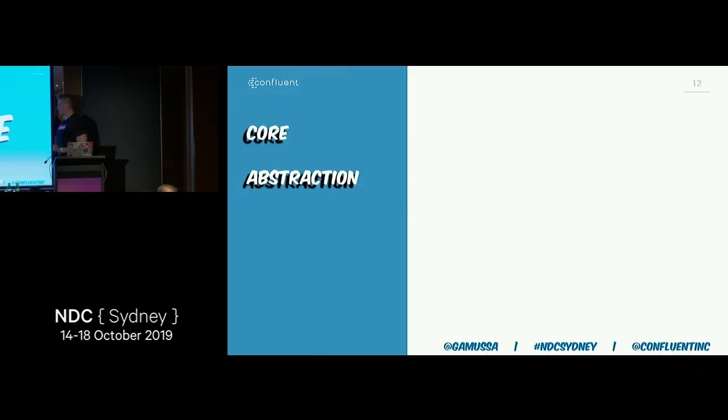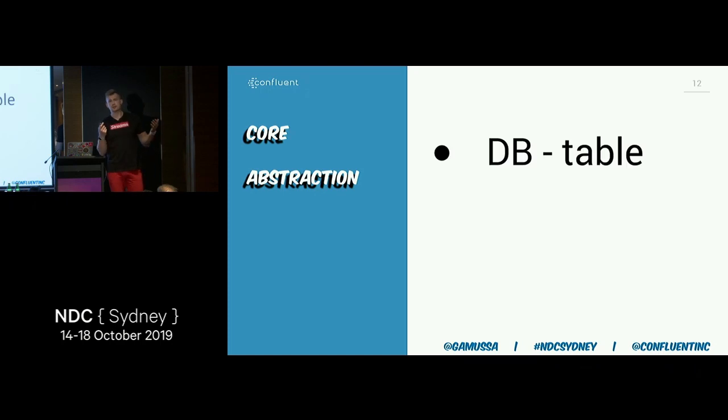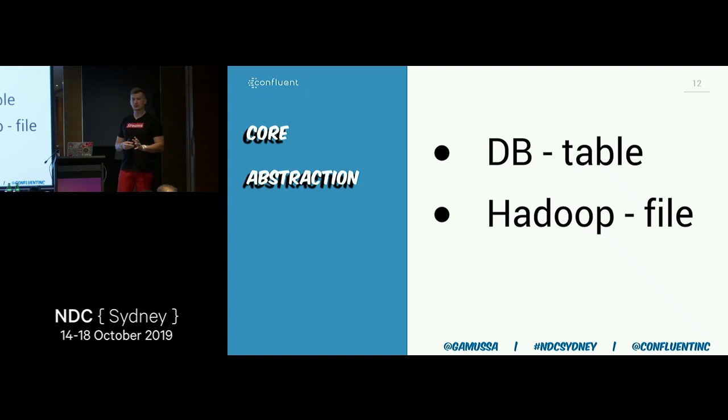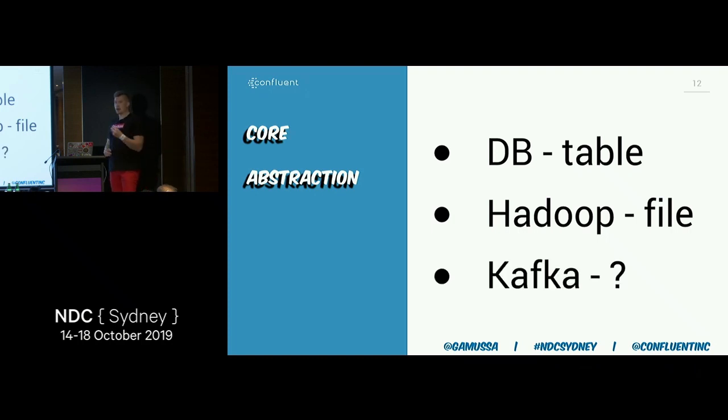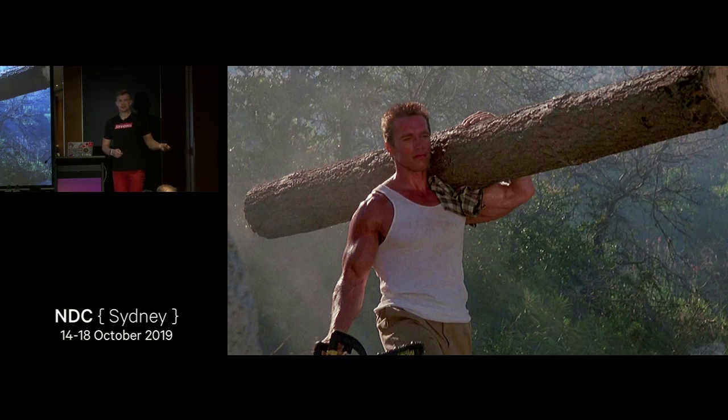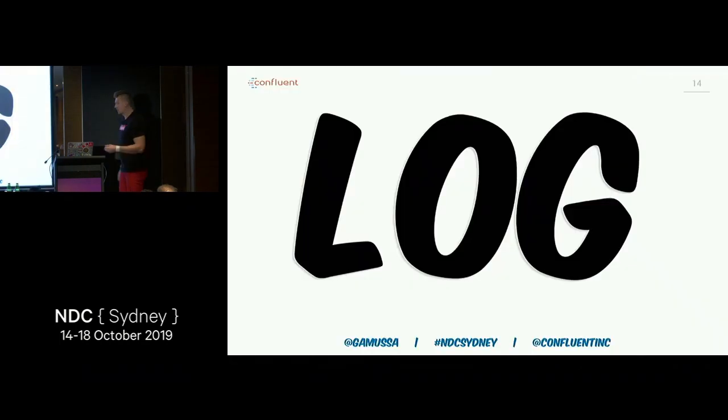Now, let's talk about storage a little quickly. When we're talking about different data systems, you need to establish some core abstractions. If we're talking about databases, we're talking about tables. If we're talking about Hadoop and HDFS, we're talking about things like files. But what is the core abstraction for Apache Kafka? Any guesses? Log, exactly. Log is a data structure that is the fundamental core abstraction for Apache Kafka.